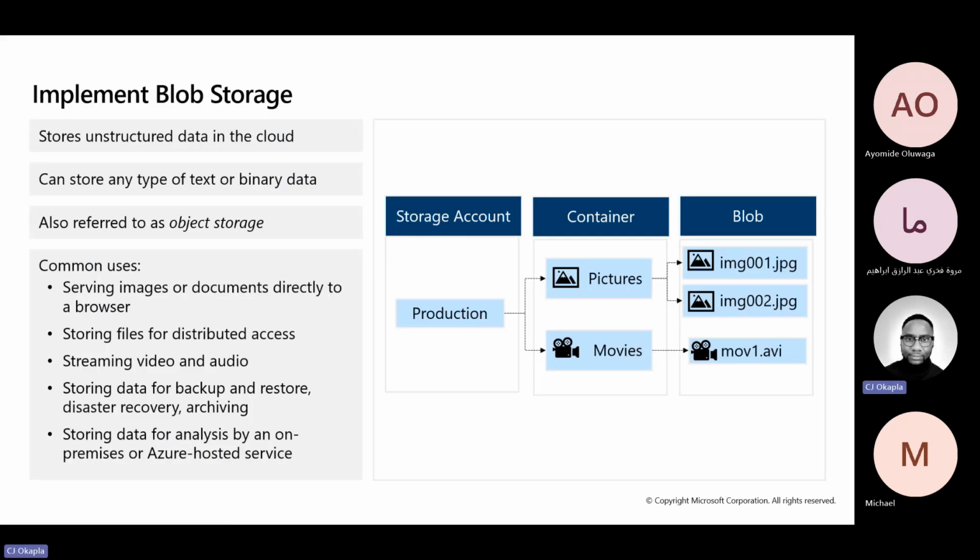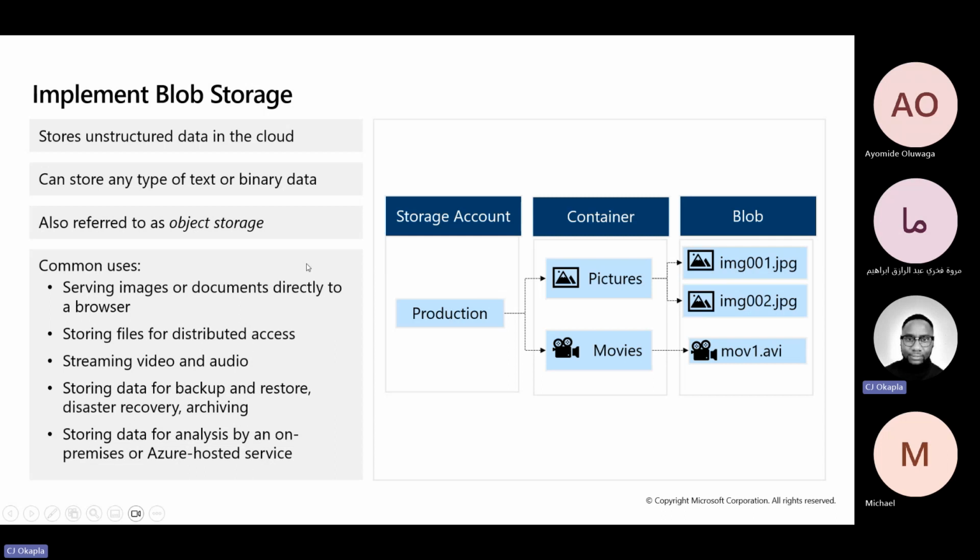So, implementing blob storage. Blob storage stores unstructured data in the cloud. It can store any type of text or binary data. It's also referred to as object storage. The common uses are serving images or documents directly to a browser, storing files for distributed access, streaming video and audio, and storing data for backup and restore, disaster recovery.